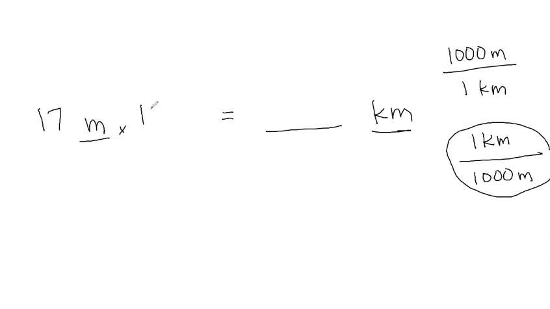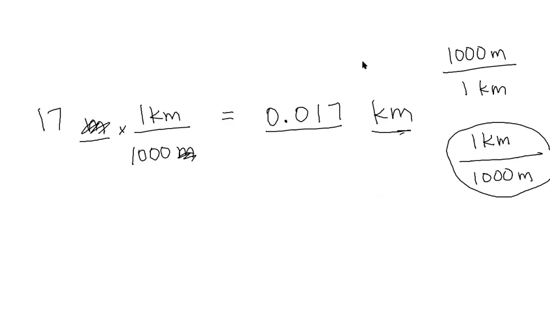17 meters times 1 kilometer over 1,000 meters equals 17 divided by 1,000, or what would that be? 0.017. Yes, that looks good. And then the meters cancel, right? So that's how you use the conversion factors to multiply back and forth.